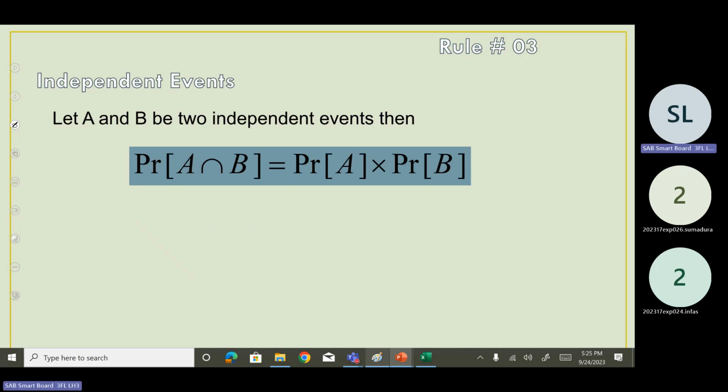Let A and B, capital A, capital B, be two events. Then A and B are said to be independent.